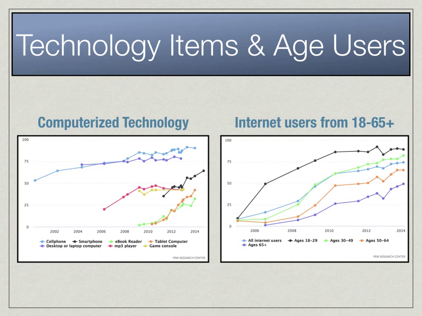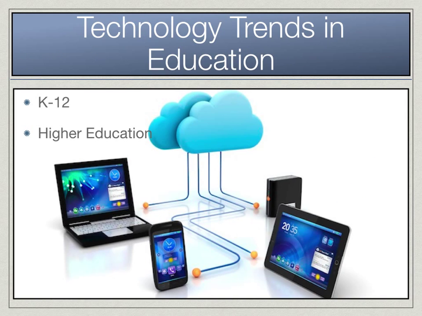Look at the actual increase of smartphone sales over time. We need to utilize these tools in the classroom. Let's take a look at the internet users from ages 18 to 65 from 2006 to 2014. Yes, the younger generation is still using computerized technology the most, but every single age group is increasing in the amount of people using the internet over time. So again, we need to embrace this wonderful technology. Next: technology trends in education, K through 12 and higher education.